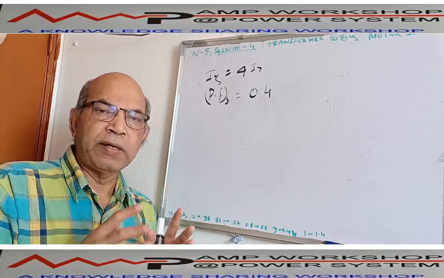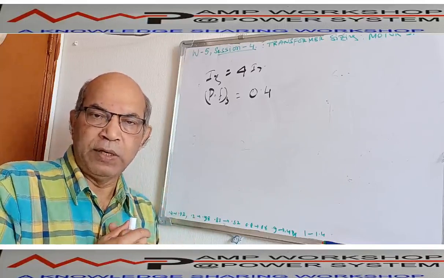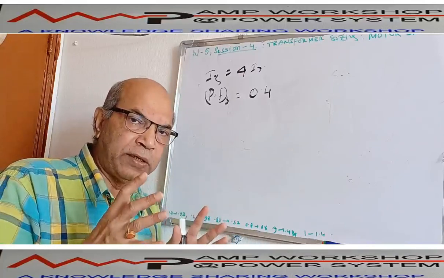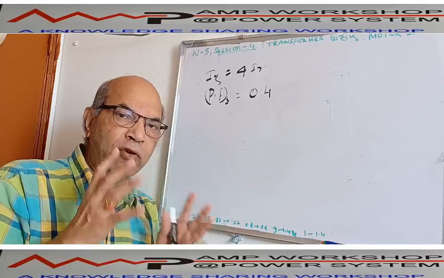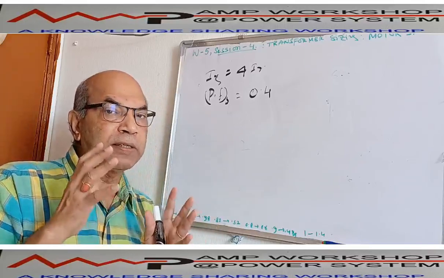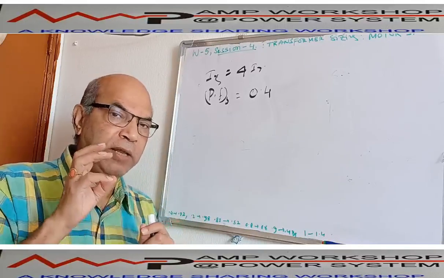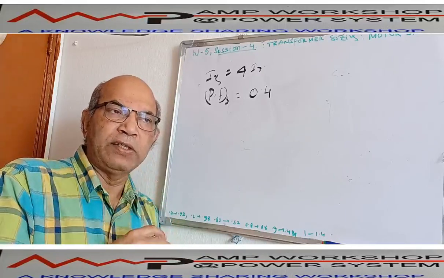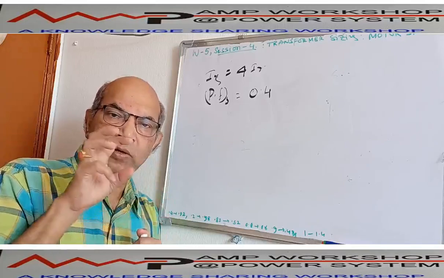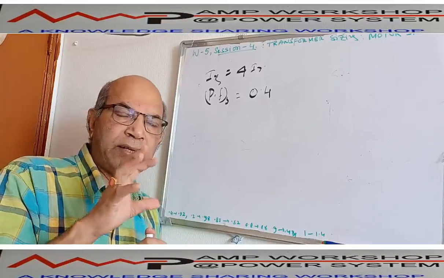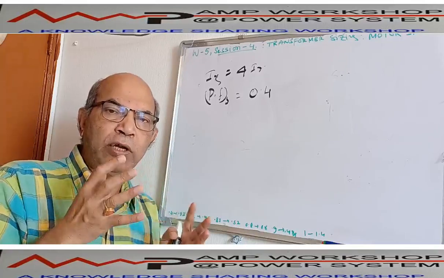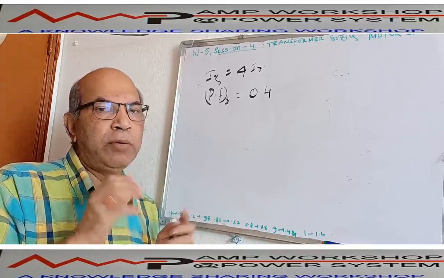Suppose this transformer has 10% impedance. In that case, when that particular transformer is loaded 100%, that means the transformer is at full load condition, there will be a 10% voltage drop in the transformer. That is the meaning of percentage impedance. Every transformer has a percentage impedance, which is already stamped on the nameplate. Suppose a transformer has Z percent impedance, that means when the transformer is fully loaded, Z percent voltage drop will be there.